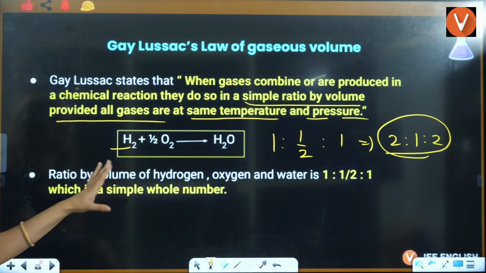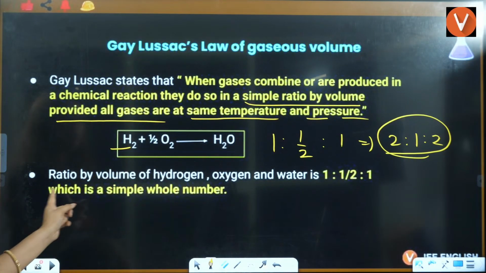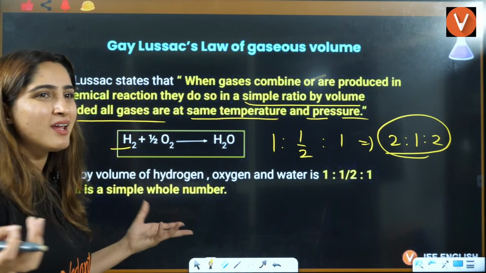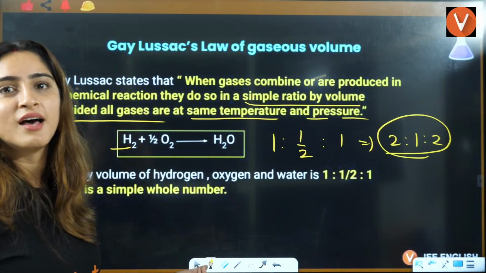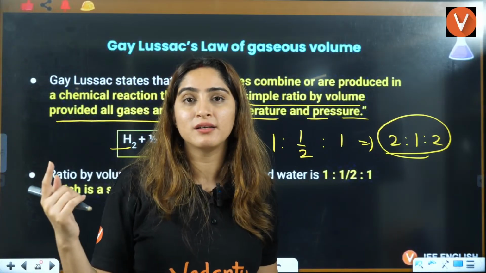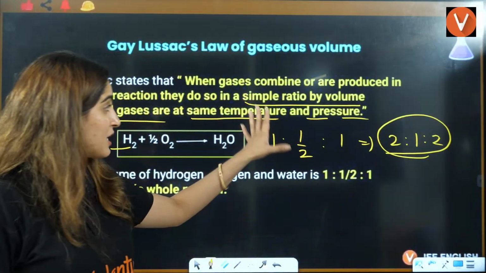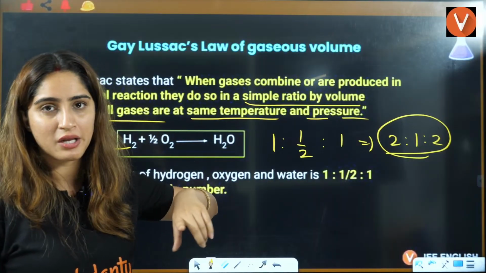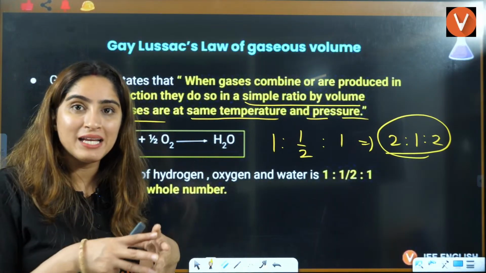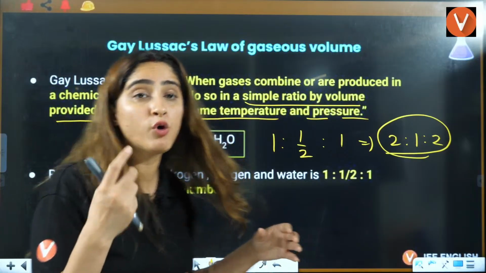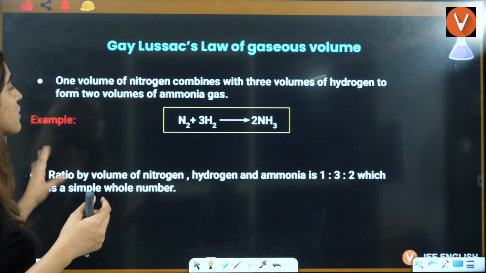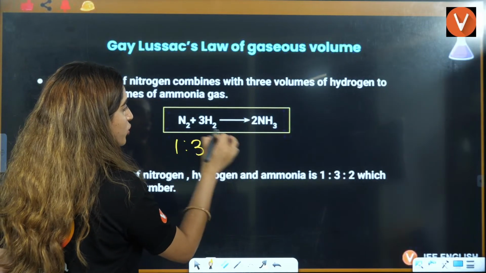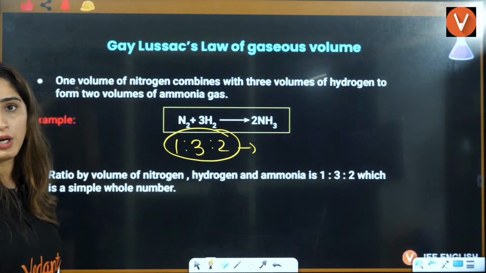So the ratio by volume of this and this is a simple whole number ratio. This is what they want to tell you. This may seem very easy to you. What's the big deal in this, right? The point is that if the pressure and temperature are constant, if you have not changed the pressure and temperature here, the gases will combine in a simple whole number ratio, right? Okay, so you can see another example here. This is 1:3:2, that is also a simple whole number ratio, right?